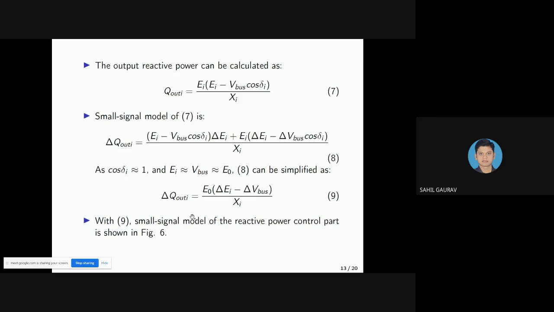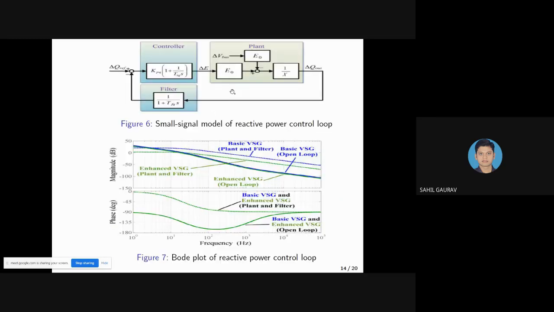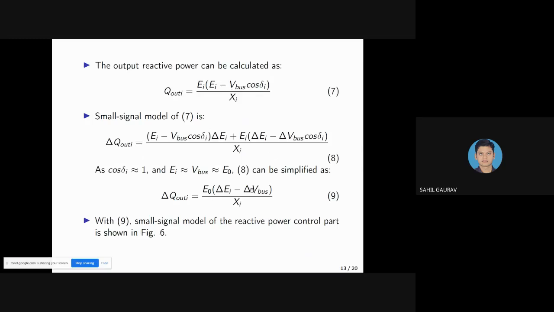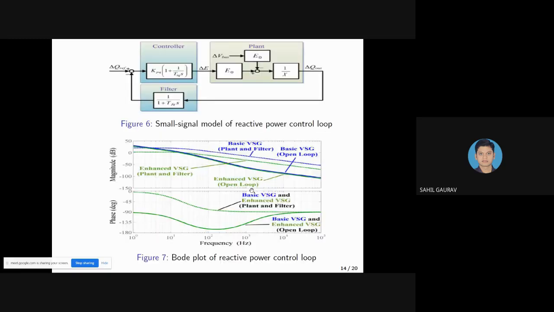From this equation we are going to make the block diagram. This is the block diagram that we derived in equation number 9. And from this small signal model of the reactive power control loop, we can make the Bode plot. Here is the Bode plot for both the basic VSG and the enhanced VSG, with filter and without filter.